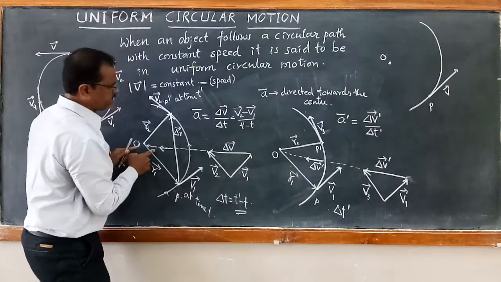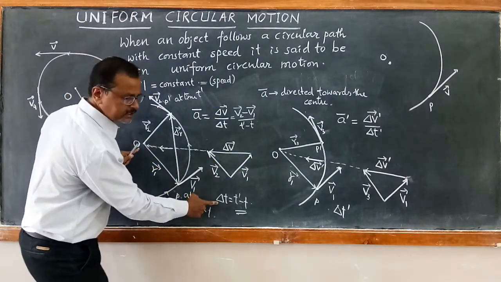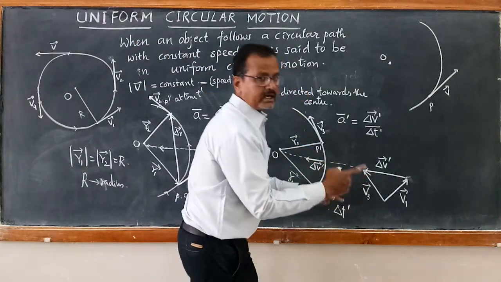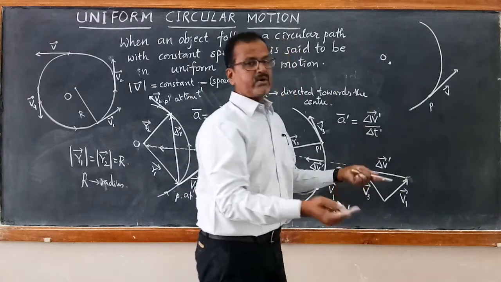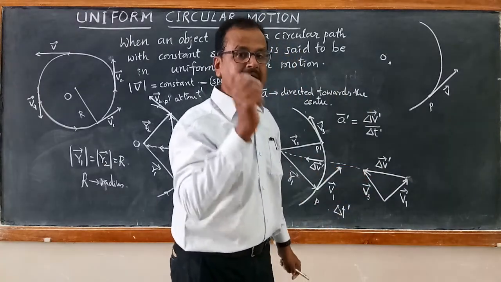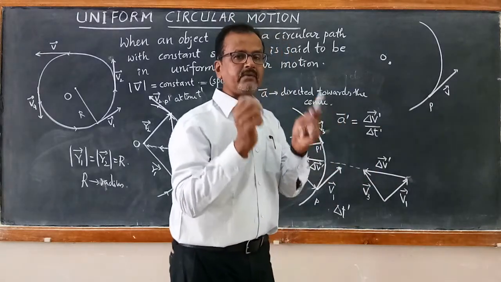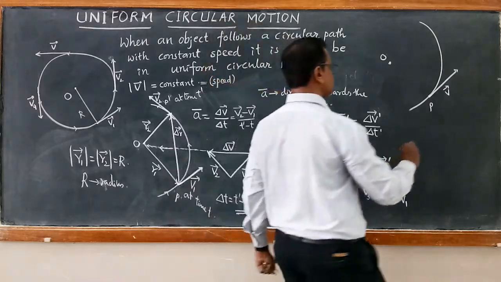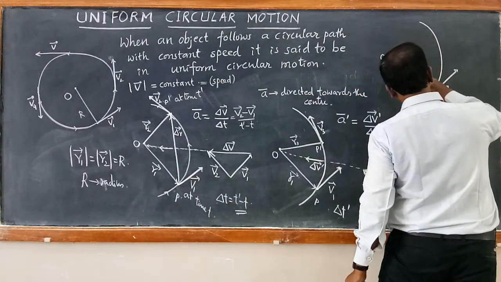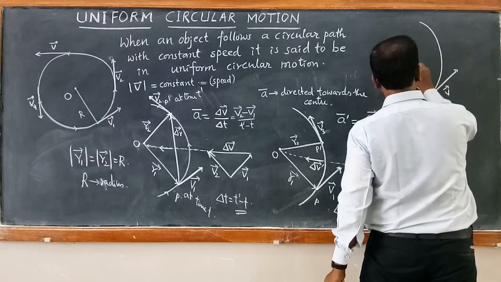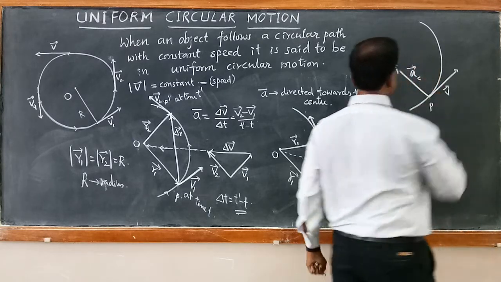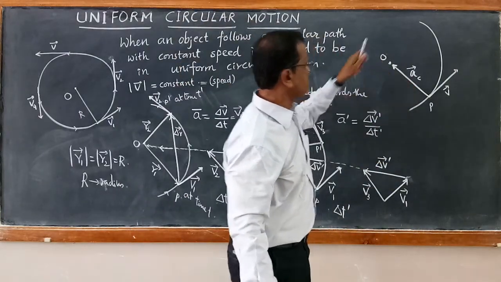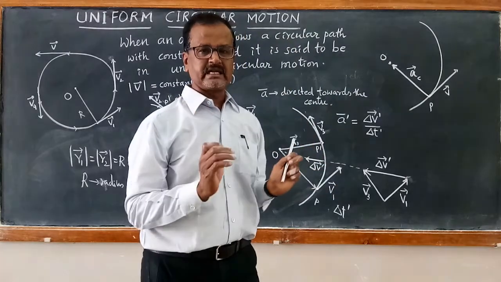Delta v is directed towards the center at time interval delta t. Delta v dash is directed towards the center when the time interval is reduced to delta t dash. When the time interval is now reduced to an exceedingly small value dt, again the exceedingly small delta v, we call it dv, is directed towards the center. So it becomes an acceleration vector directed towards the center. Center seeking acceleration.